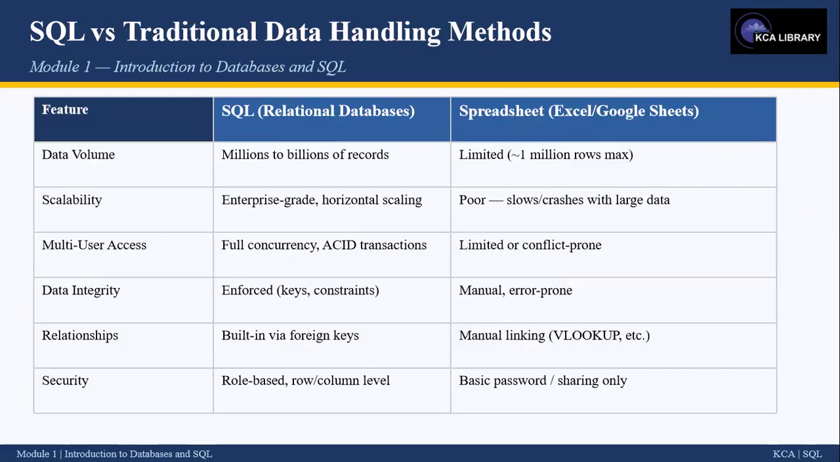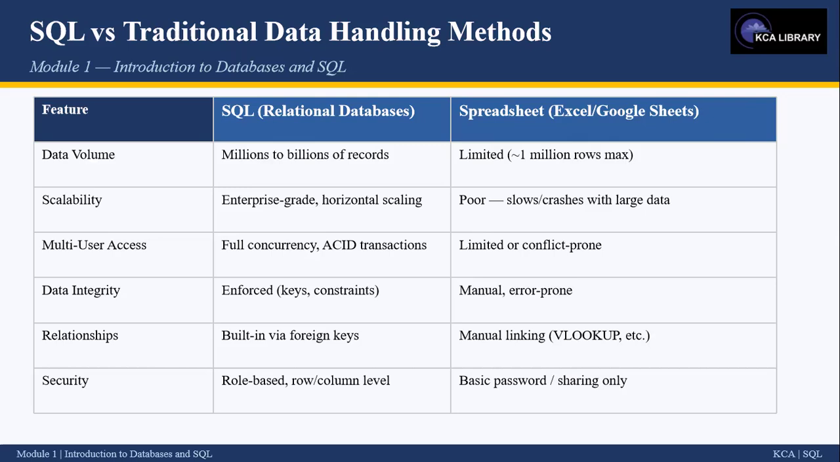Now, let's look at a quick comparison to understand why SQL is so much better than traditional methods in handling data. Look at this table. When it comes to data volume, SQL can easily handle millions to billions of records, while spreadsheets like Excel start struggling after about 1 million rows. When we talk of scalability, SQL offers enterprise-grade horizontal scaling, while traditional data handling methods like spreadsheets slow down or crash with large data.